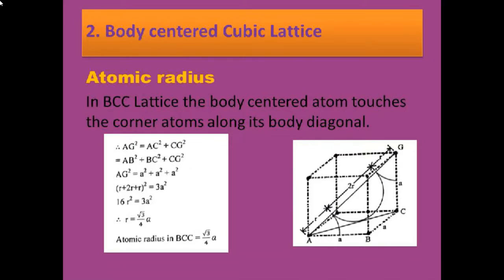Therefore, atomic radius in BCC is equal to root 3 by 4 times a. Remember, this number is very important from a numerical point of view, as well as they may ask the formula. So you should be thorough with the formula for the atomic radius of BCC, which is equal to root 3 by 4 times a, or otherwise they can give you the value of a and they will ask you to find the atomic radius.